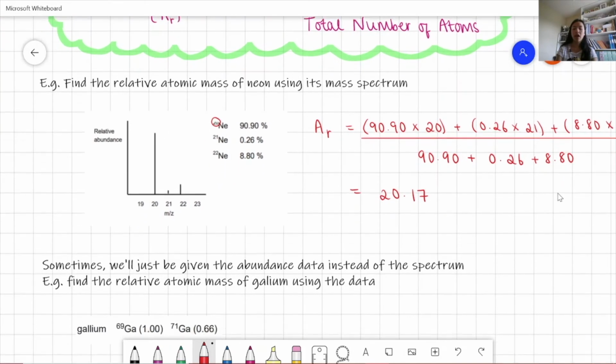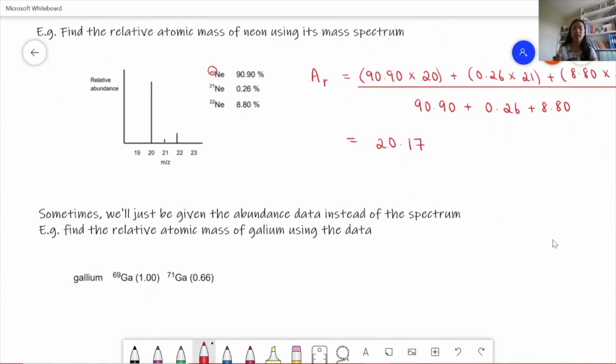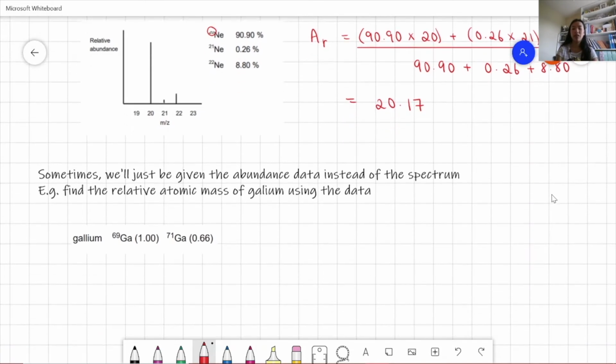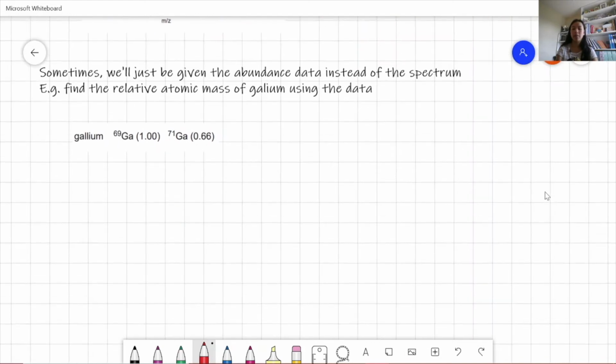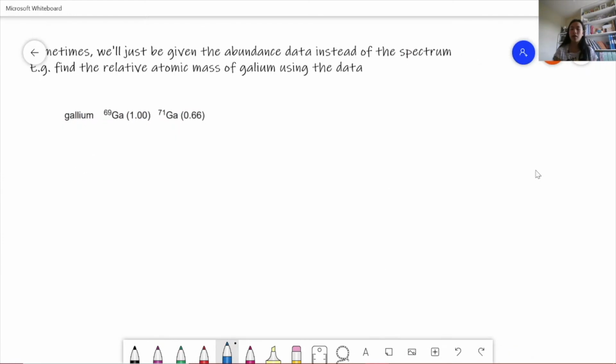But sometimes we'll just be given the abundance data, so the amounts of everything we have, instead of the spectrum to look at. So for example, find the relative atomic mass of gallium using this data. So again, we have that the Ar is equal to the total mass of all the atoms divided by the total number of atoms. So again, we do the same thing. So we have 1 multiplied by 69 plus 0.66 multiplied by 71.